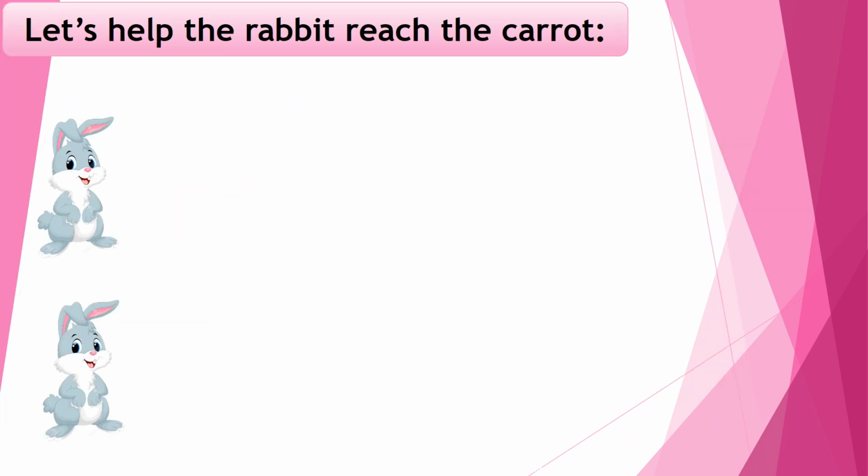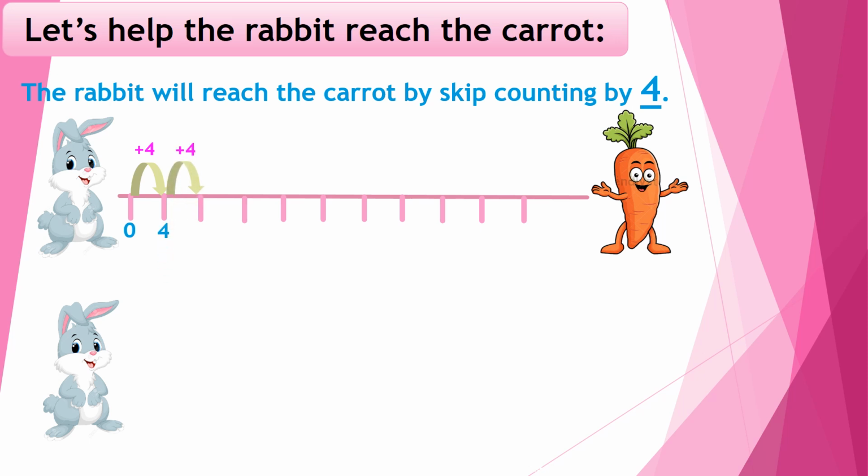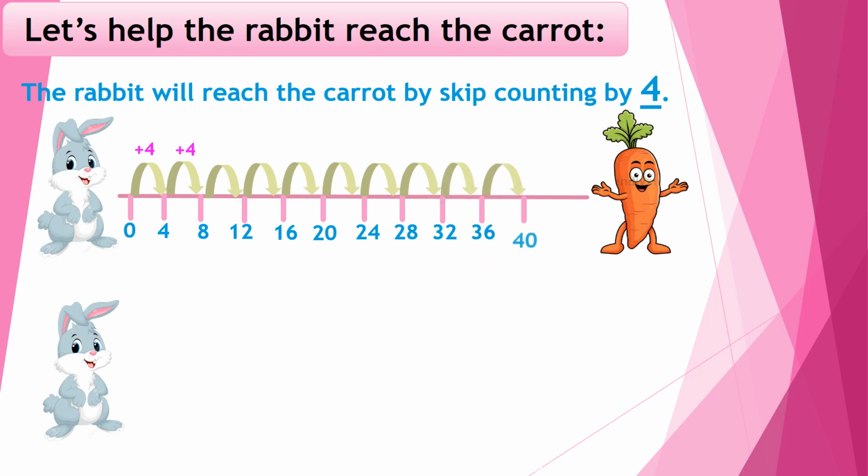Here our bunny wants to reach his carrot using skip counting by 4. So each time we will add 4. 0 plus 4, 4. 4 plus 4, 8, and so on. Okay, I'll tell you a song to help you to memorize it. 4, 8, 12, 16, 20, 24, 28, 32, 36, and 40.